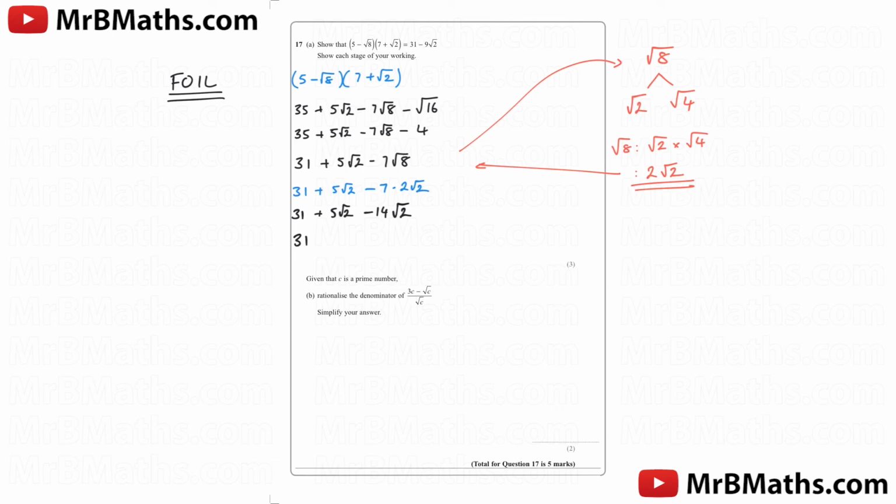Now, I've got these two as root 2. So now I can do 5 take away 14, and 5 take away 14 is going to give me negative 9, which leaves me with negative 9 root 2. So this right here matches exactly with this here. Okay, so it's a bit like terms with algebra. You must make sure you have the same surd before you can start adding and subtracting.